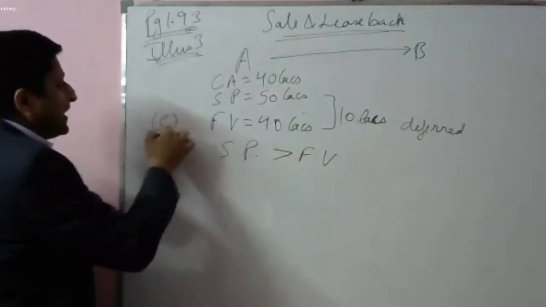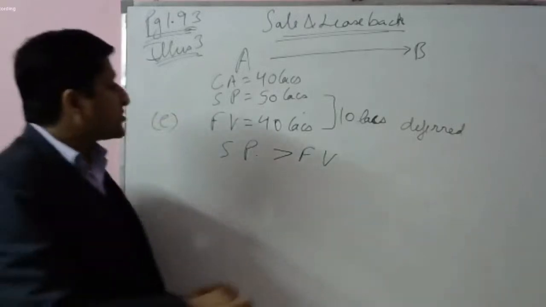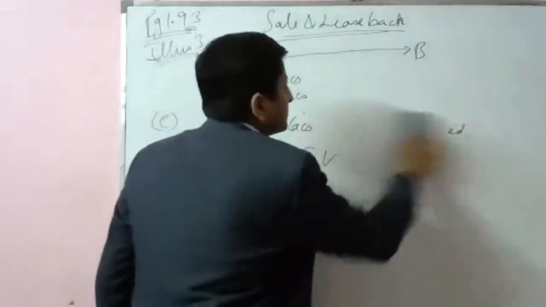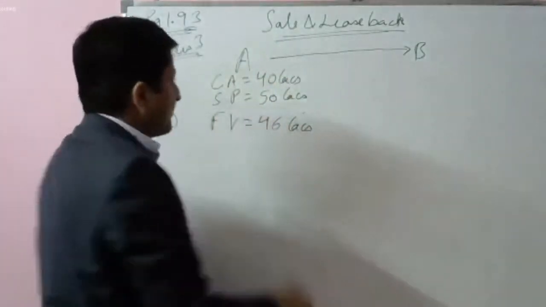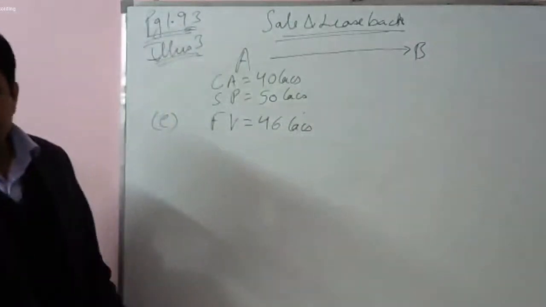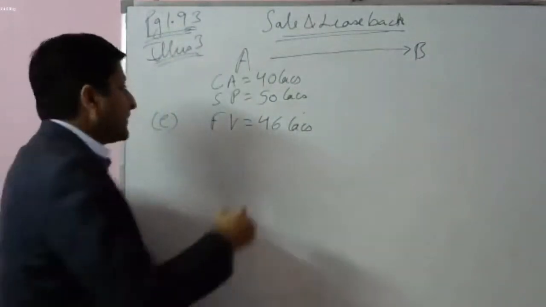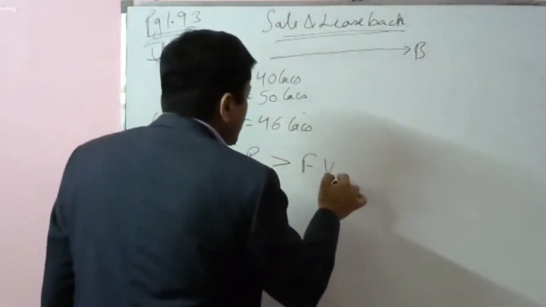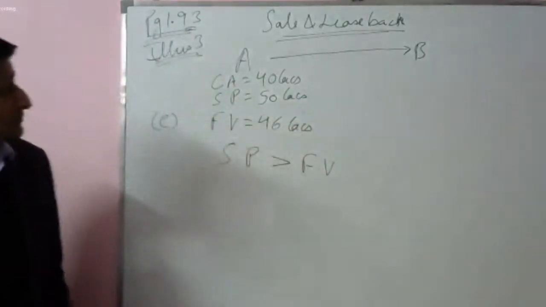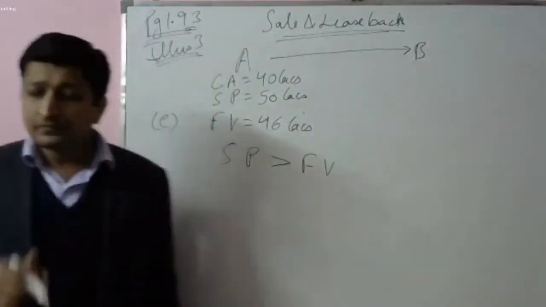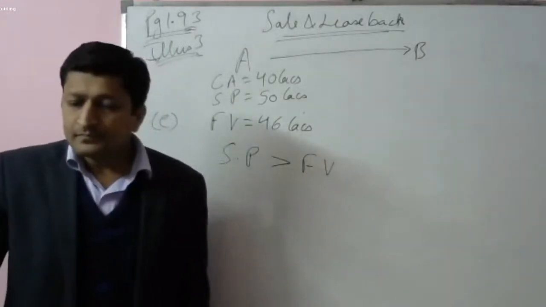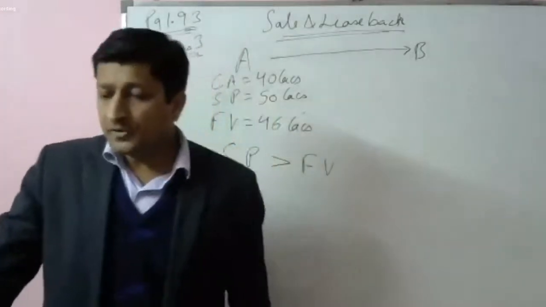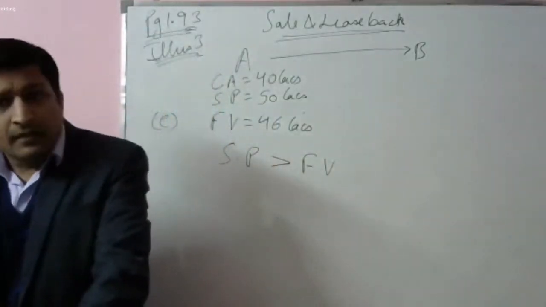In part E, let's understand. Fair value has been changed to 46. Selling price remains 50. So now here again, selling price is greater than fair value. Okay, correct? Now this is a bit tricky, so that's why I need your attention.